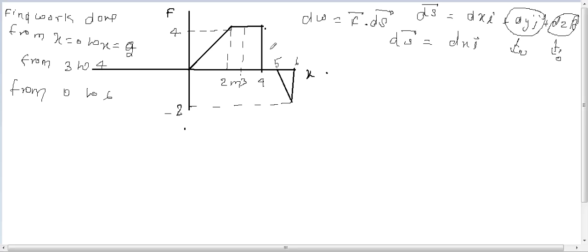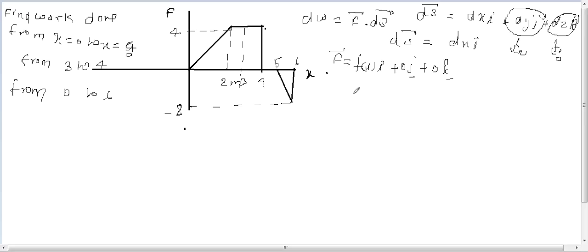And the force is only acting along the x-axis. So what can I write? Vector F is equal to Fx i. You should know how to write the force in vector manner if you get a graph like this. Fx i plus 0 j plus 0 k, because there is no force along the j and k axes.